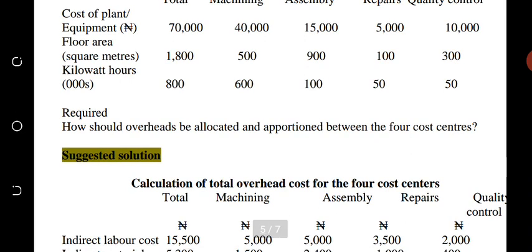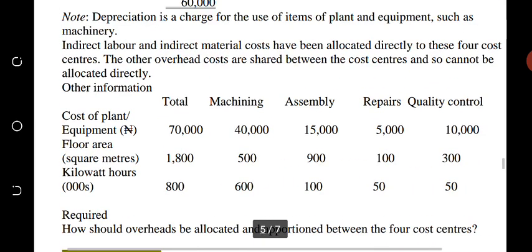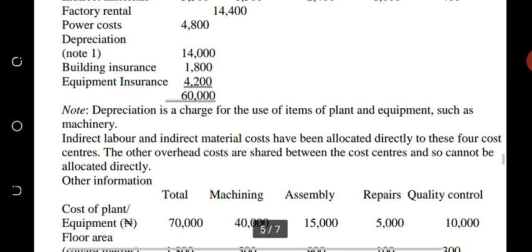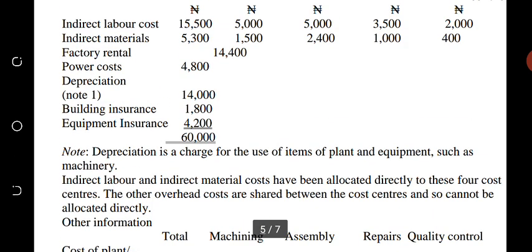Now doing this is very simple. To apportion it, and how to apportion it? These costs that are yet to be allocated will be apportioned, starting from the factory overhead. And you must identify the major basis of apportionment.